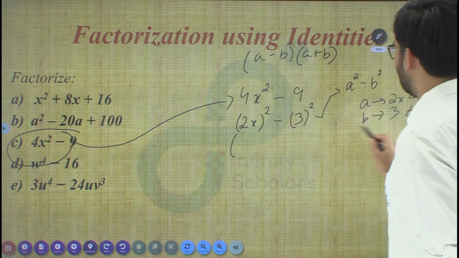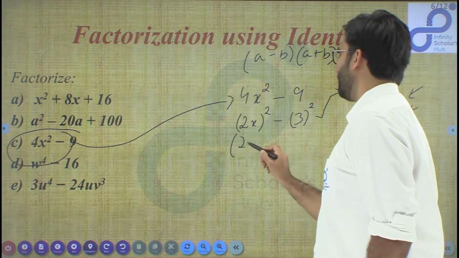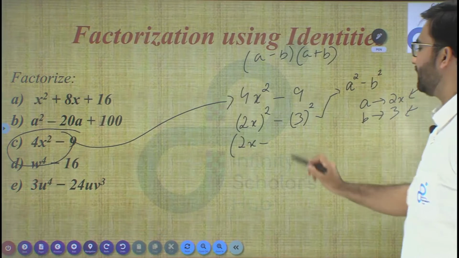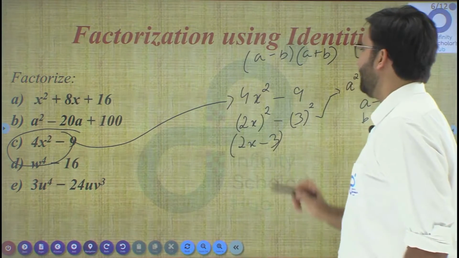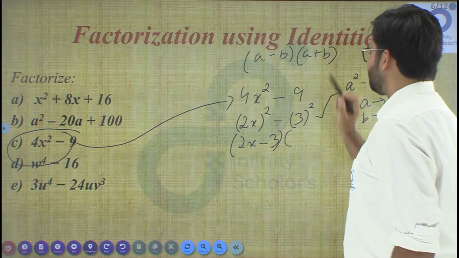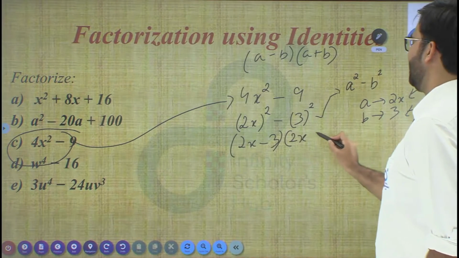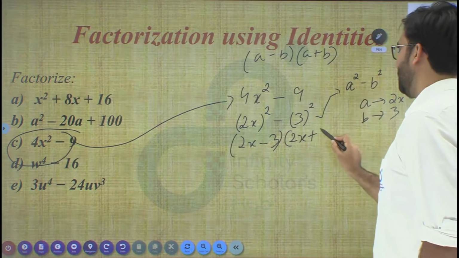So instead of a you have to write 2x. So 2x, in between you have a negative sign, you will put negative sign. B is 3, so you will write 3. Okay, and in the other bracket again you have a, so our a is what? 2x, then you have positive sign, so plus, and then you have 3.